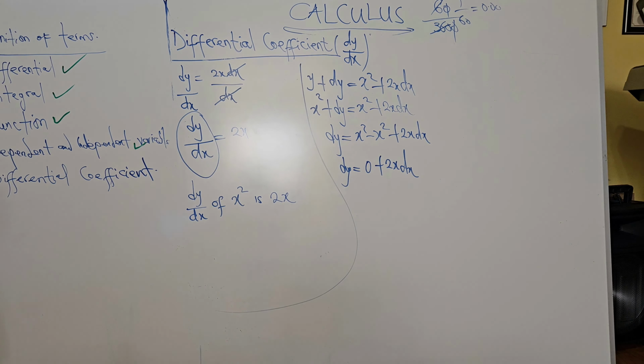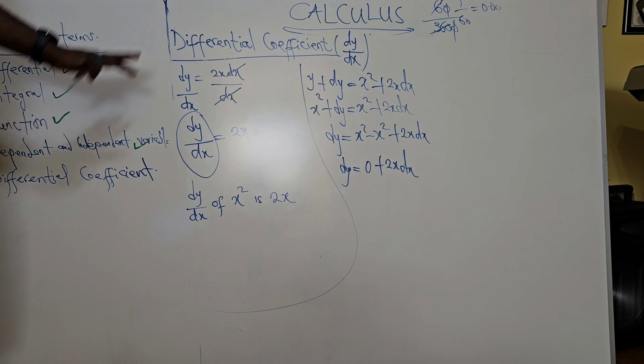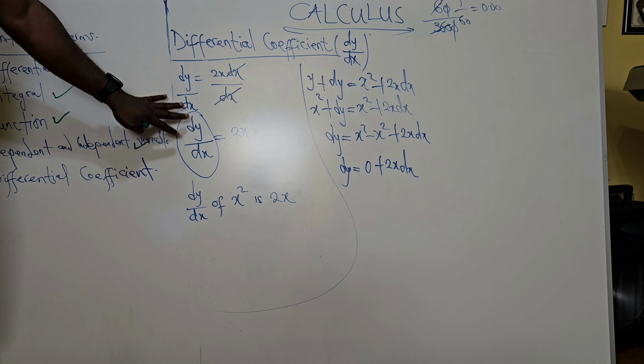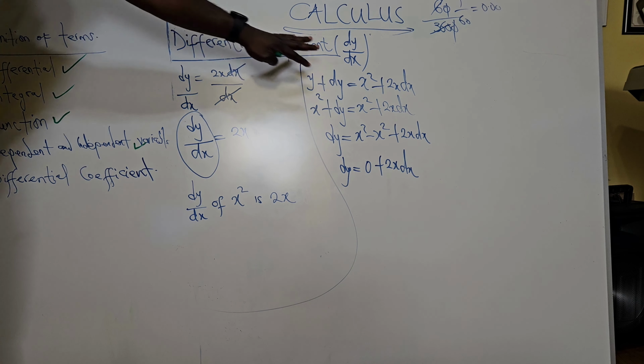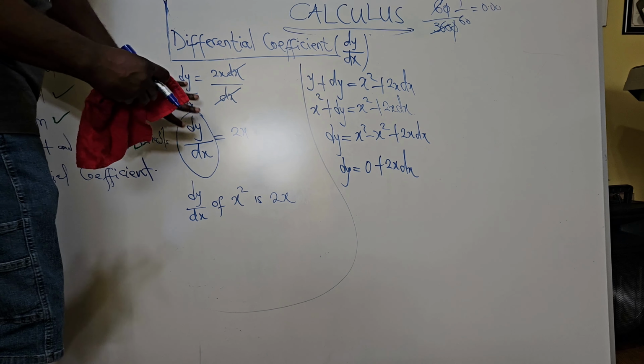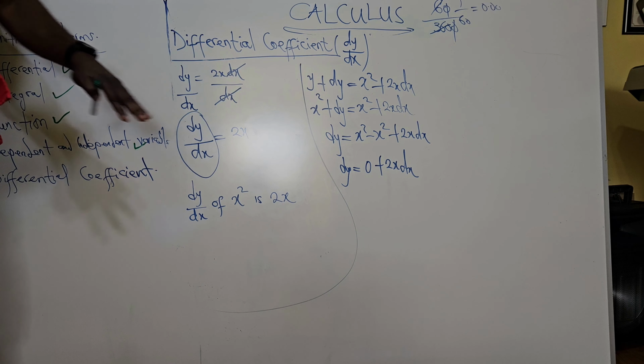That's what it is. So we've talked about differential, integral, function, dependent variable, independent variable, and differential coefficient. This is what the differential coefficient is. This is the last one. I went through the long way, but I'm going to show you the simple way again that we use to differentiate a variable. You just saw how we did it the long way right here.